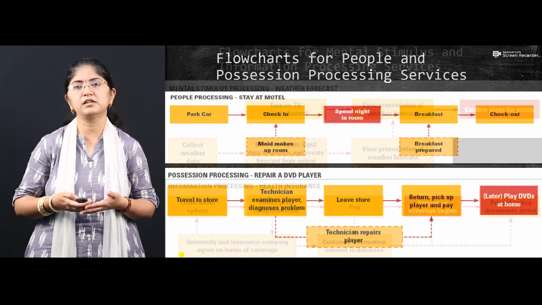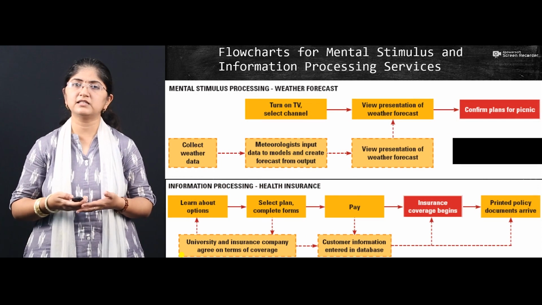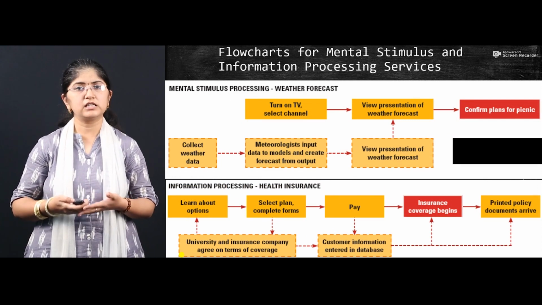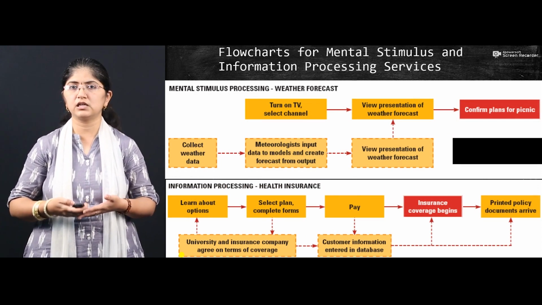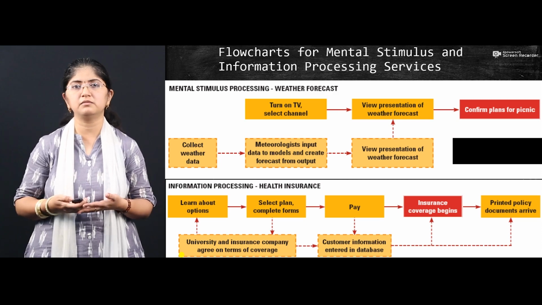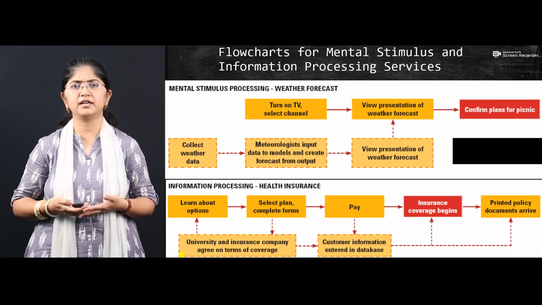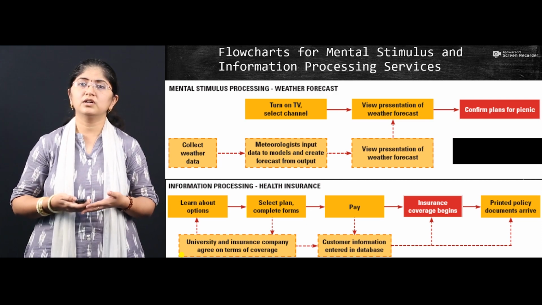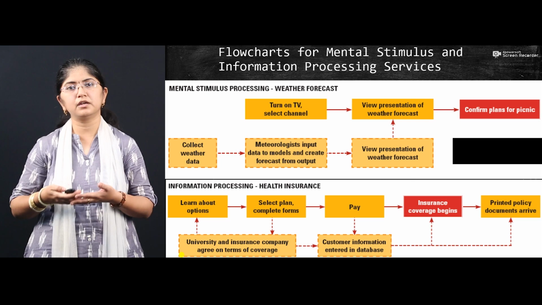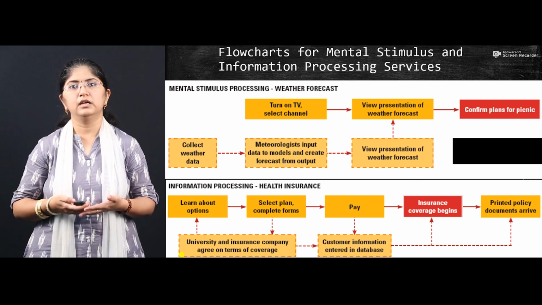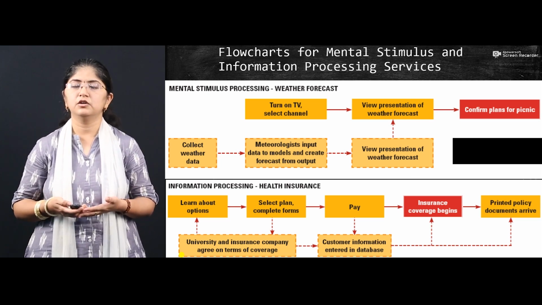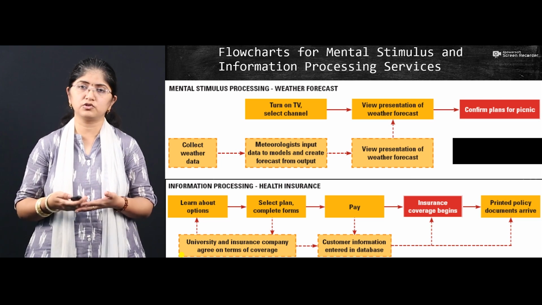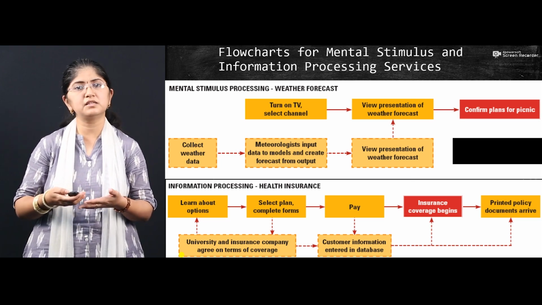In the case of mental stimulus processing, take the example of a weather forecast. I'll just switch on my TV set, see the news of the forecast, and decide my picnic plans. That's the front end activity. But at the backstage, there are people working who collect information, put it into the process, into the mechanism, and display it on the TV sets for us to decide our picnic plans. So, again, the process should be in sync.